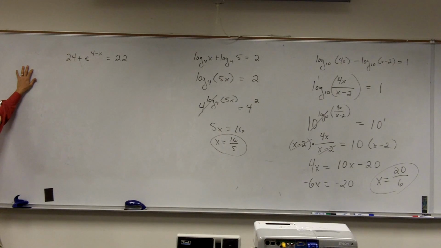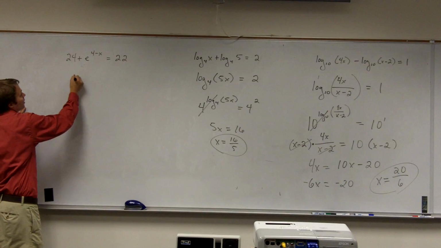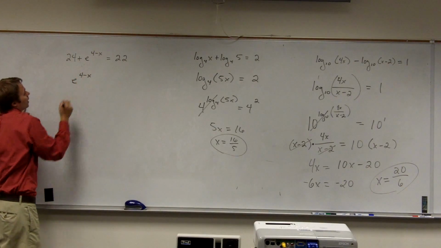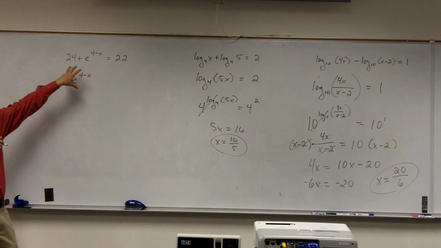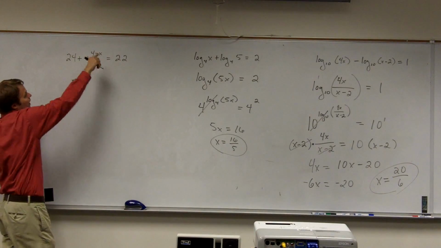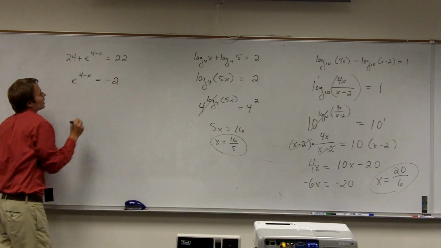First thing I did is I moved the 24 over to kind of make it cleaner. Right, yeah. If you can clean it up first, that's the best thing to do. Plus, the only thing I want over here is e to a power. So I can subtract the 24 from both sides, and I'll just get a negative 2 here.